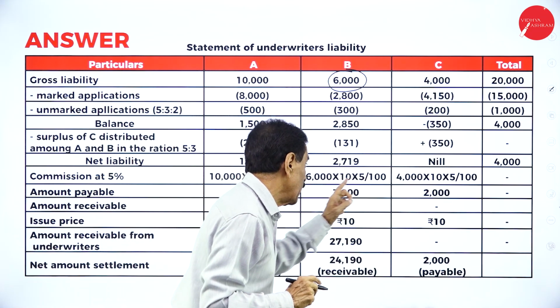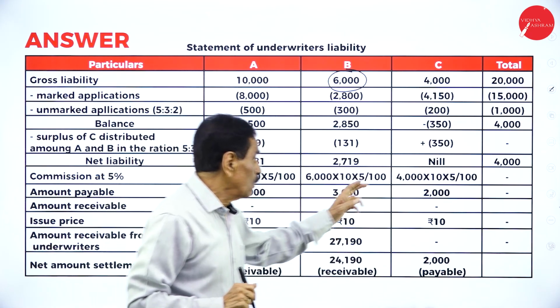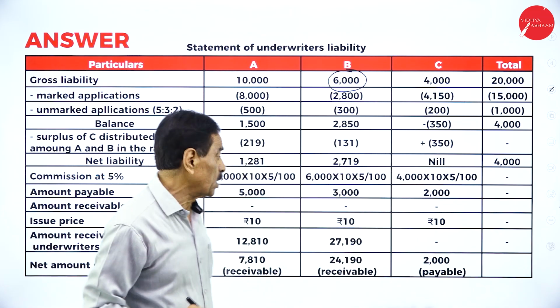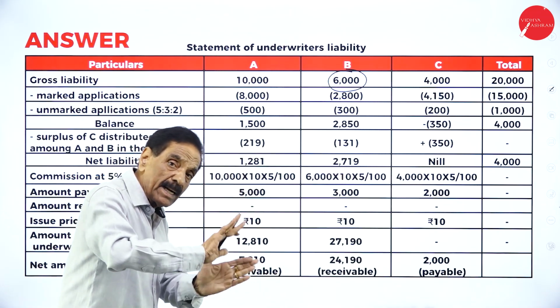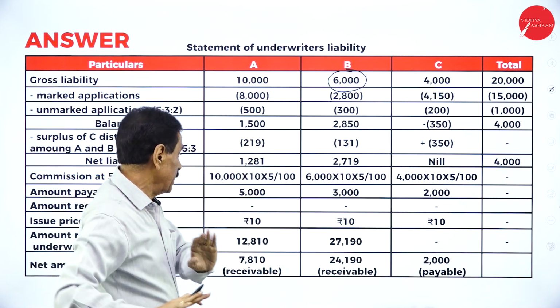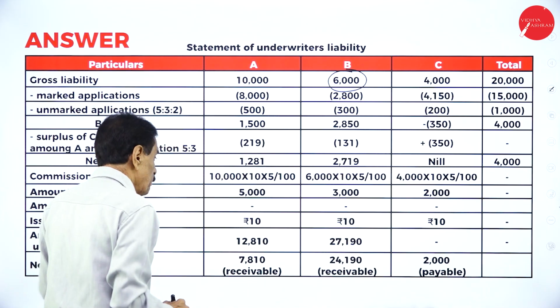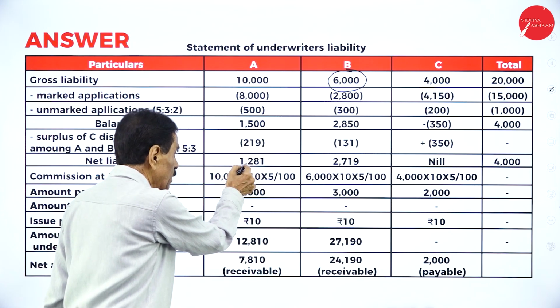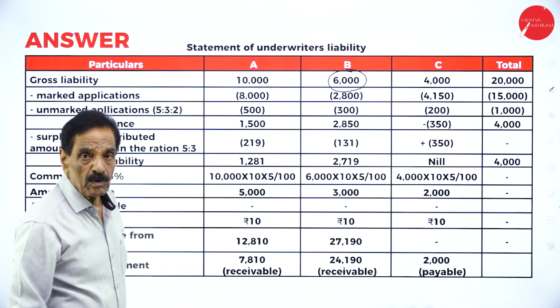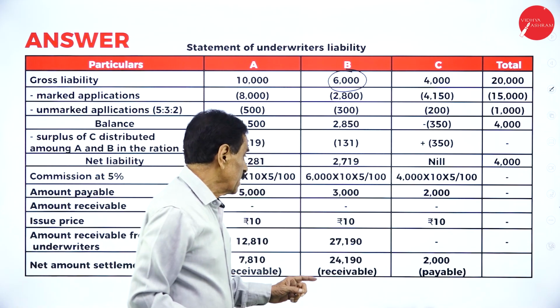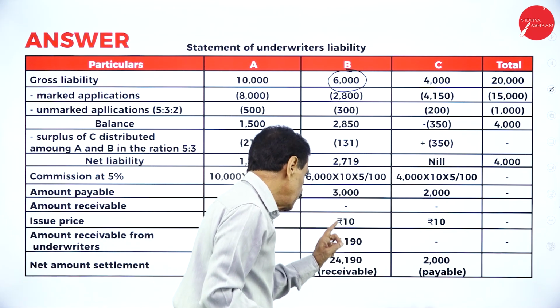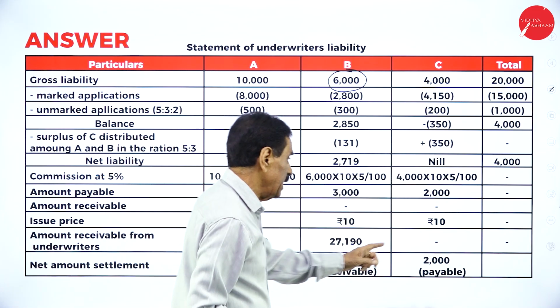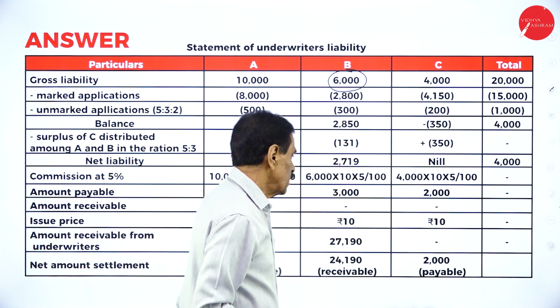6,000 into 10 into 5 by 100 is 3,000. Then 4,000 into 5 percent, 2,000. This is payable by the company to the underwriter. Then the issue price is 10 rupees per share. How many shares is the net liability? 1,281 into 10, 12,810. Then 2,719 into 10, 27,190. Here number of shares are nil, 2,000.